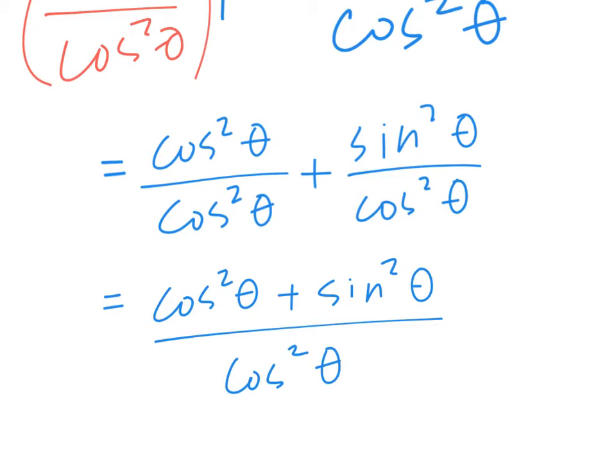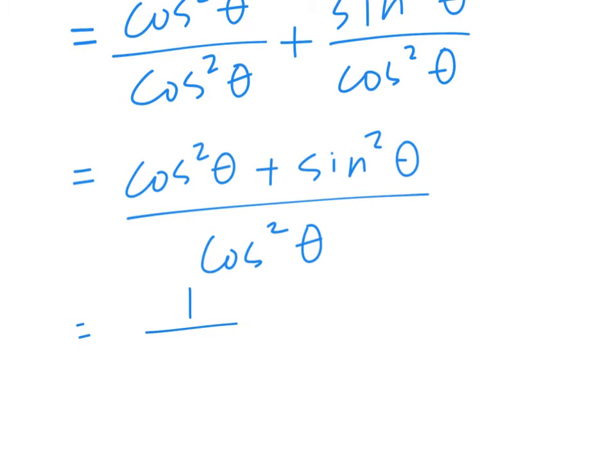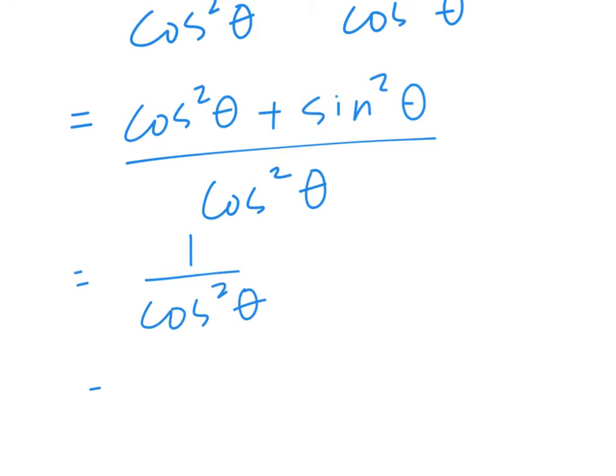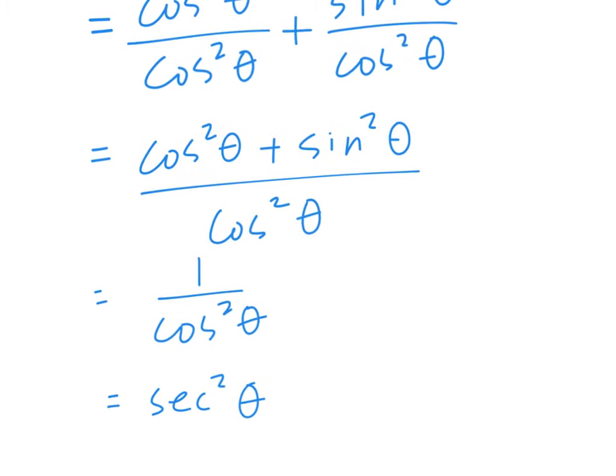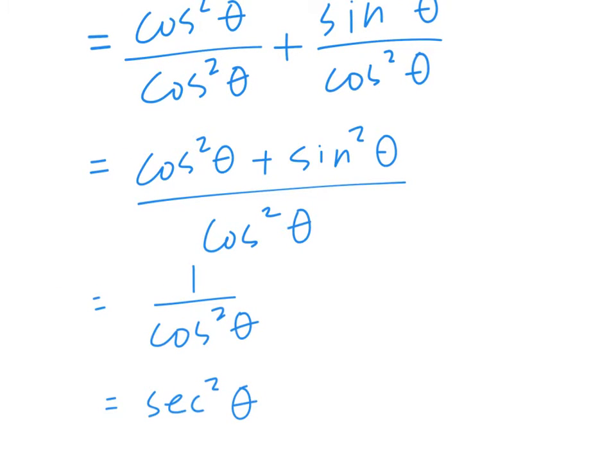Now what? Cosine squared plus sine squared is 1. So remember last page, cosine squared plus sine squared is 1. So we get 1 over cosine squared. Remember, our destination is secant squared. How do we change this to secant squared? Yeah, it is already secant squared, right? So hopefully you realize that 1 over cosine squared is secant squared. Okay, so we're done. We changed the left-hand side so it looked like the right-hand side.